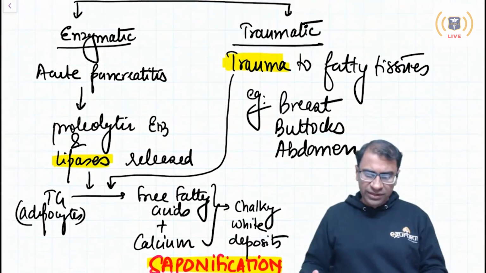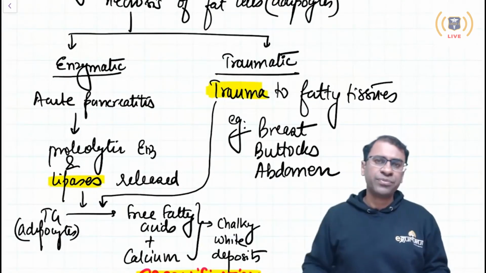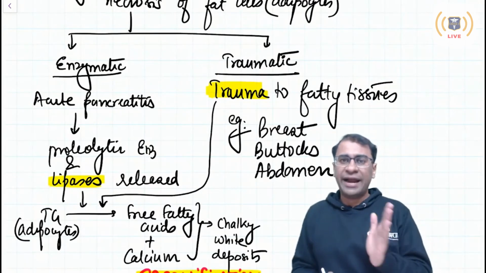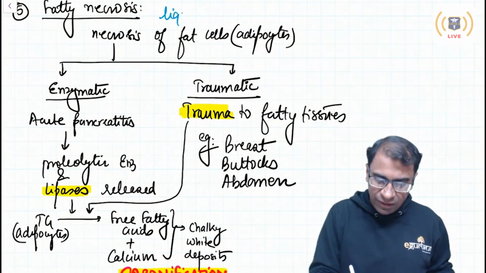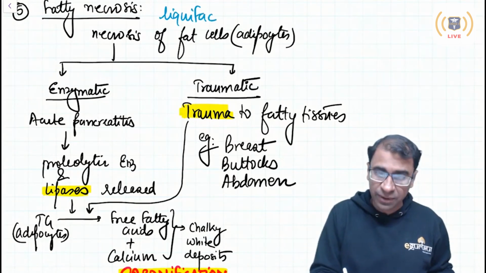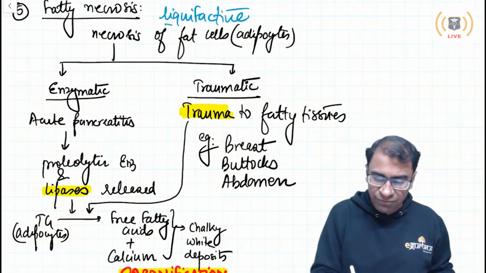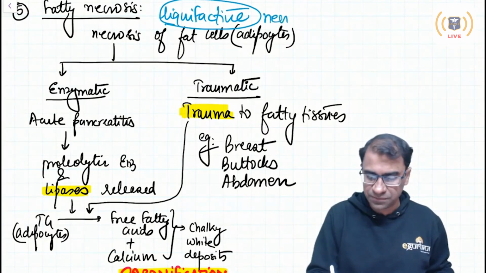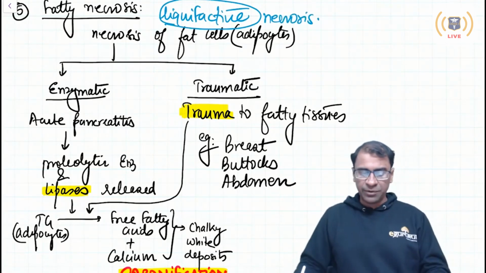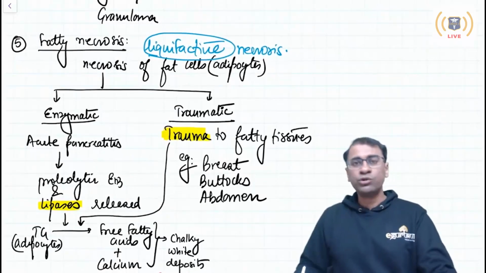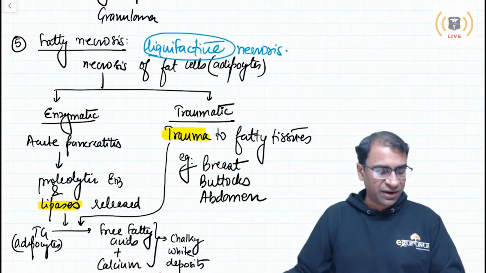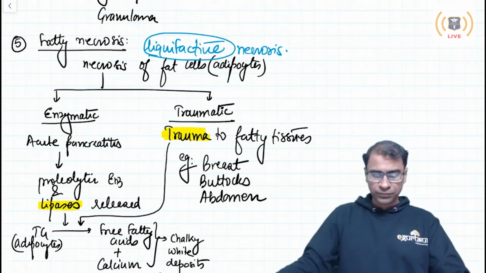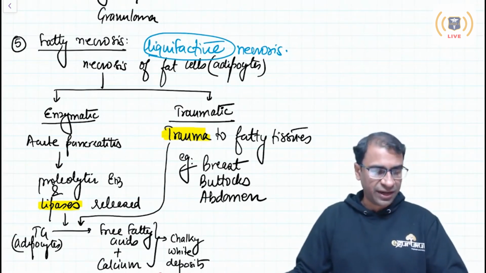Can you guess what type of necrosis this should be? Because it's a trauma to the adipocytes, this would be what? Liquefactive. Remember the fat cells of the brain also? It will be liquefactive necrosis. Now you could have guessed this because you are told that the brain also undergoes liquefactive necrosis. This is fatty necrosis.